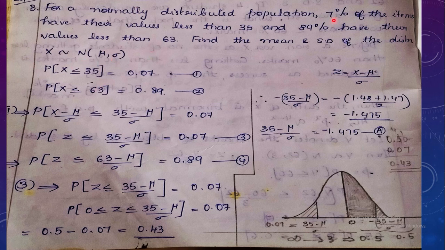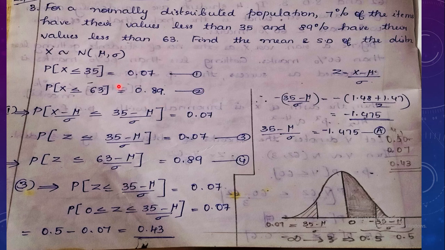And from the question we know that 7% of the items have their values less than 35. So how can you write that? Probability of x less than or equal to 35 is equal to 7 by 100, or 7%, and that is 0.07. That forms your first equation. Now the second equation that you get from your problem is what? Probability of x less than or equal to 63 is equal to 0.89. So that is your second equation.